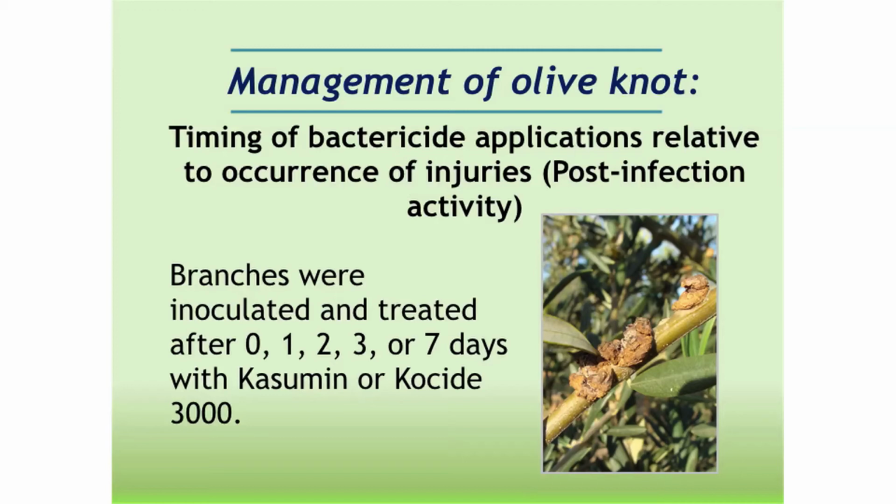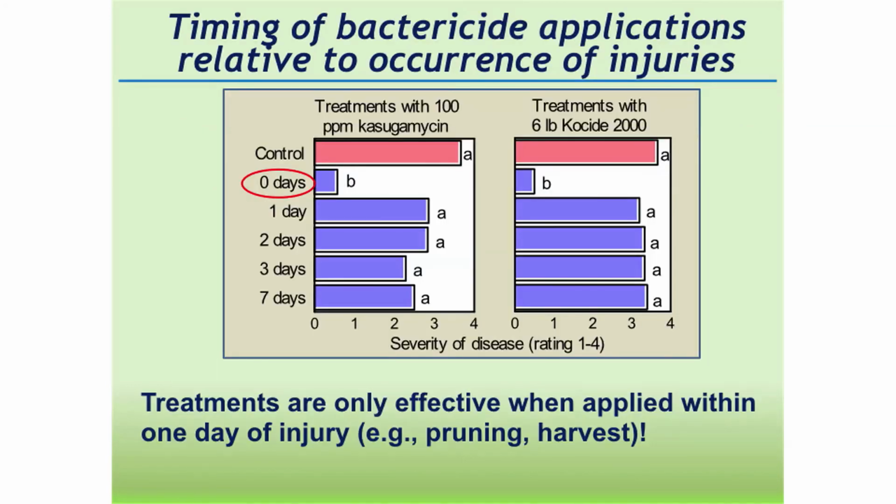We did timing of these applications on injuries, and there is some bad news that if you wait. This is right after an injury is made, we make these timings of the copper or Cocide applied, and here's the control, very high level of disease. These were ratings, scores really, 75 to 100% of the inoculation sites have disease. If we just do it on the same day, and this is within 24 hours of making the wounds, we can get excellent results. If we wait to the next day, 2 days, 3 days, 4 days, 7 days later, we lose efficacy.